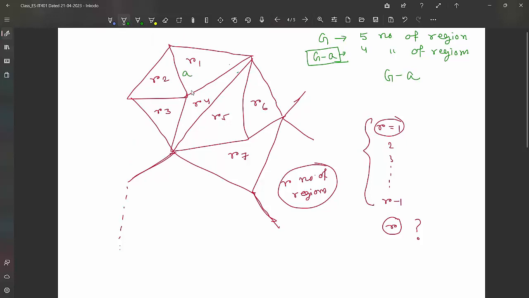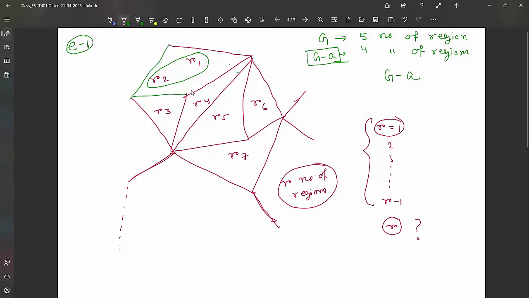Now whenever you omit this edge from your graph, suppose this is the edge and suppose you omit that edge, that means now you can see after omitting the edge, your edge is reduced by what? E minus 1, because you omit one edge, and also these two regions are now combined to produce one region. Now there are not two regions, there is one region. That means your region is also reduced by 1.